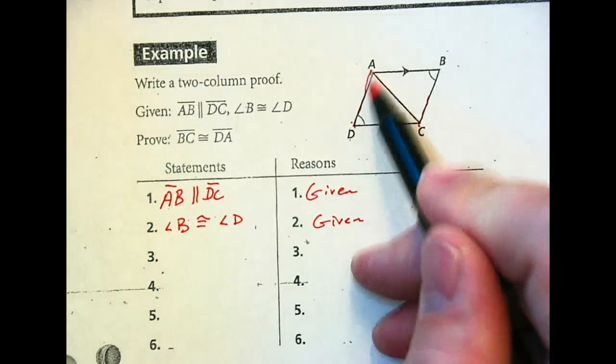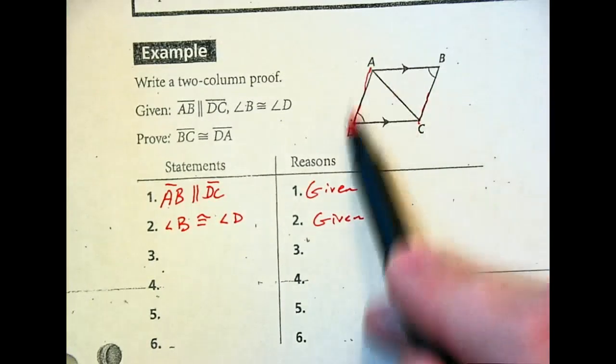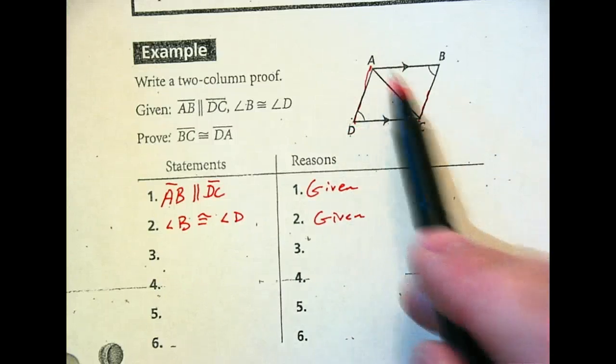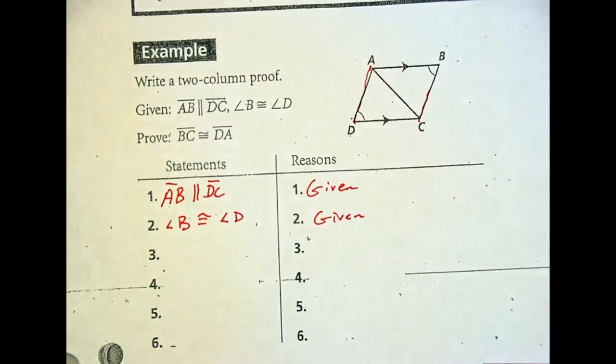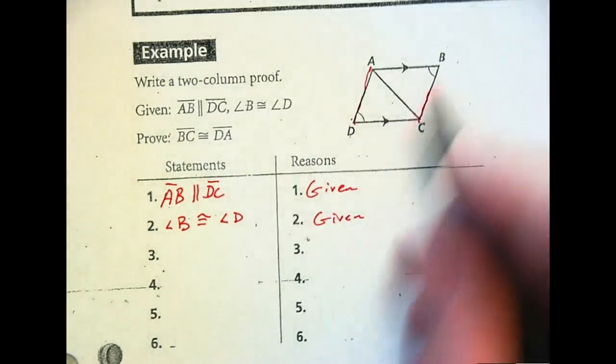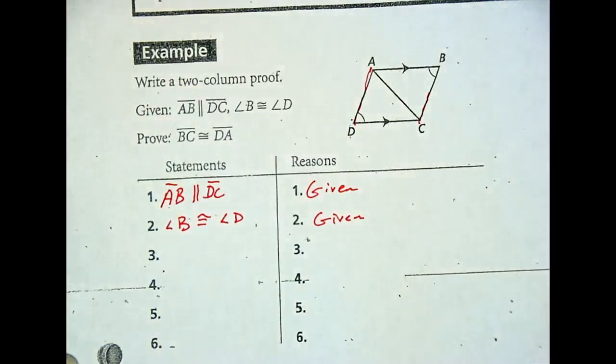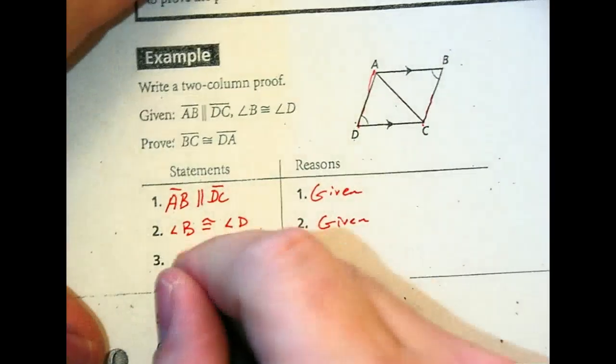So if we could prove ABC congruent to CDA, that would help out. Okay? All right, so we have parallel, we have congruent. Those are both given. What else do we have? Someone new. I think yes, Cameron. AC congruent to CA. How come?